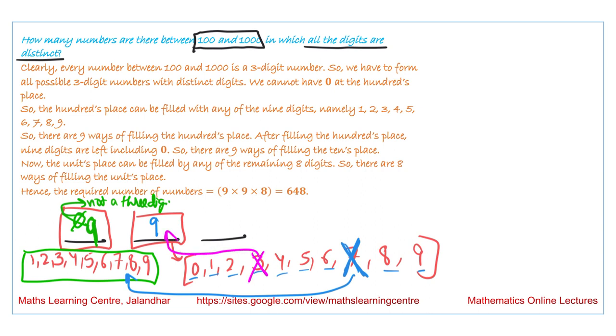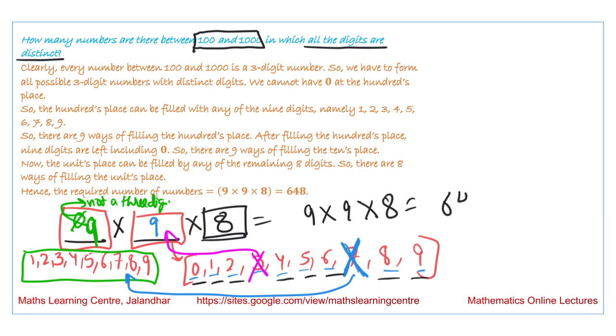So for the next place, we are talking about this last place. We have 1, 2, 3, 4, 5, 6, 7 and 8 digits. So the total number of ways we have is 9 into 9 into 8 is equal to 648. So the total number of ways we have is 648.